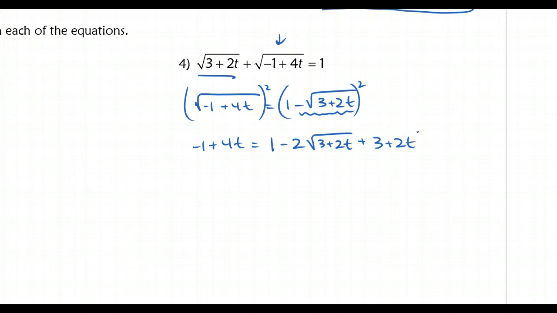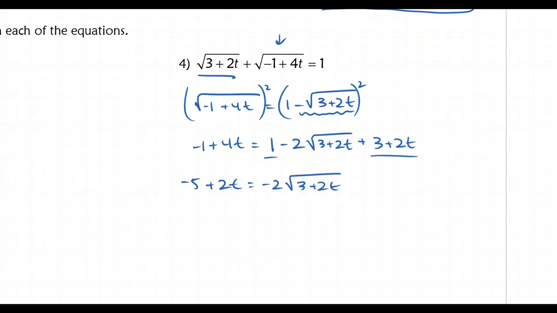Alright, now I still have a radical on the right hand side, so now I work to get that one isolated. So just keep going until you don't see any more radicals. So now we're going to subtract these terms over to the other side. Let's see, that's going to be negative 3, or sorry, negative 5, right? Yeah, negative 5 plus 2t equaling negative 2 times the root of 3 plus 2t.